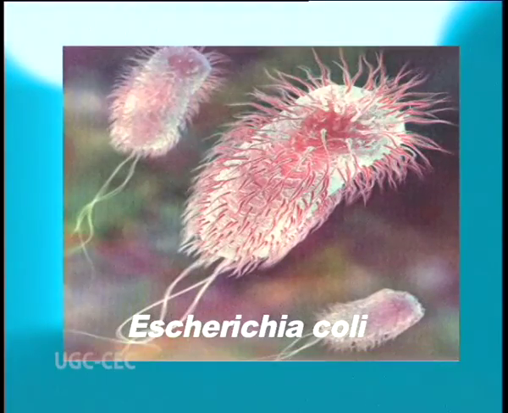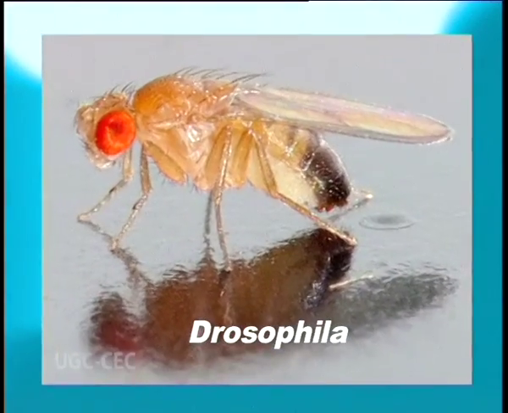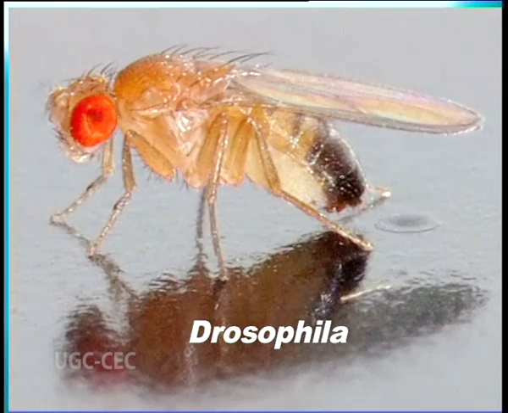For example, in the common intestinal bacterium E. coli, about 0.4% of the haploid genome consists of repetitive DNA. This is equivalent to 5 to 10 copies of the gene. In Drosophila, 0.3% of the haploid genome, equivalent to 130 copies, consists of repetitive DNA.